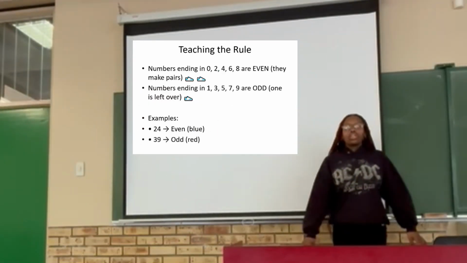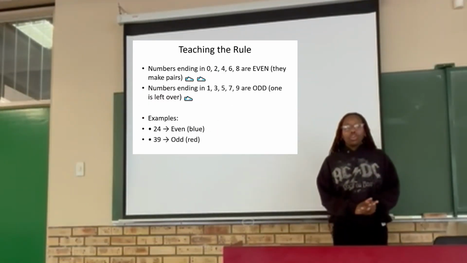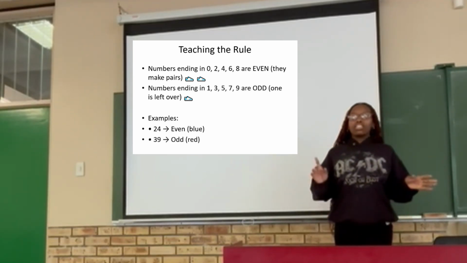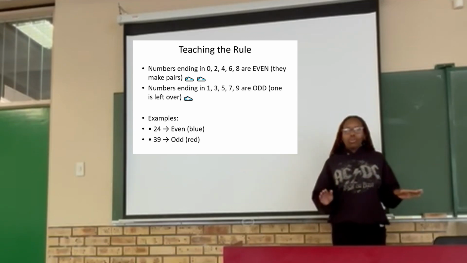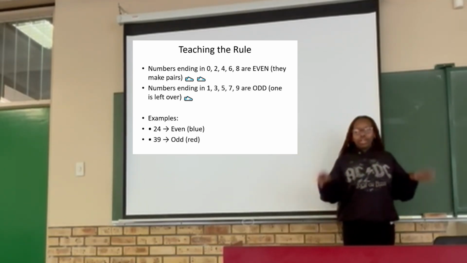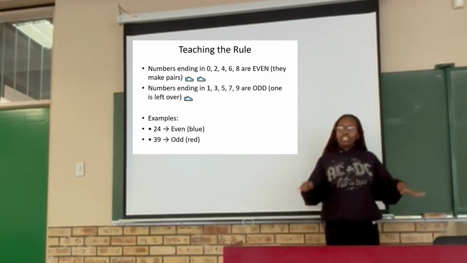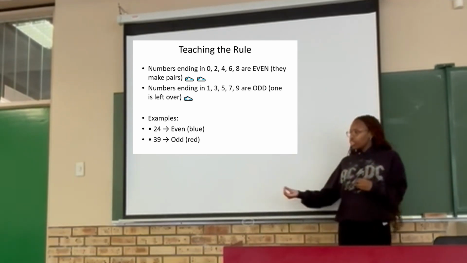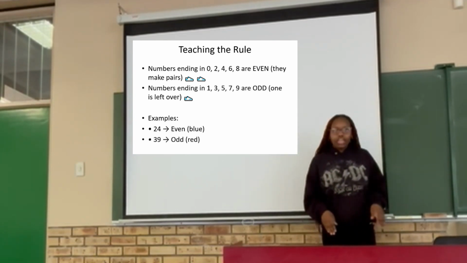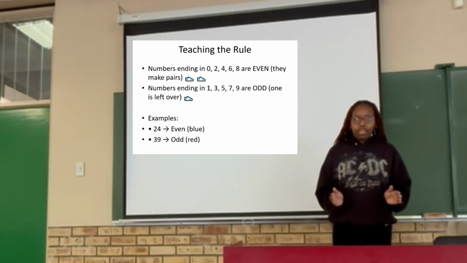Okay guys, so today we're going to be learning about the rule of odd numbers and even numbers. The numbers ending in 0, 2, 4, 6 and 8 are even numbers. They make pairs. So imagine someone walking into this class with 2 pairs of shoes. That makes it an even number.